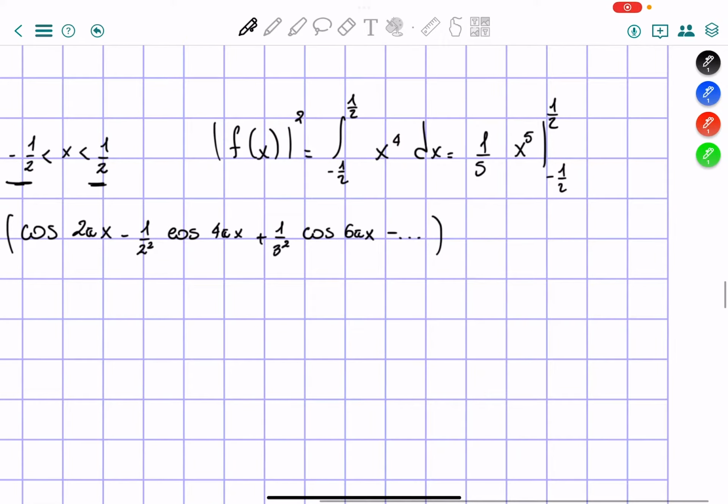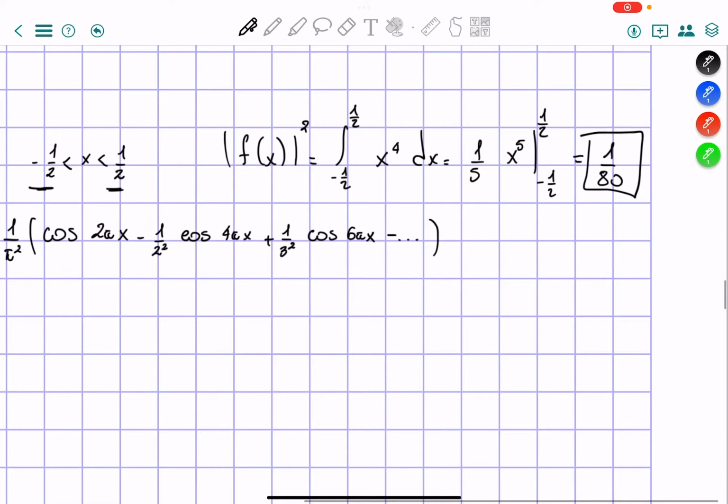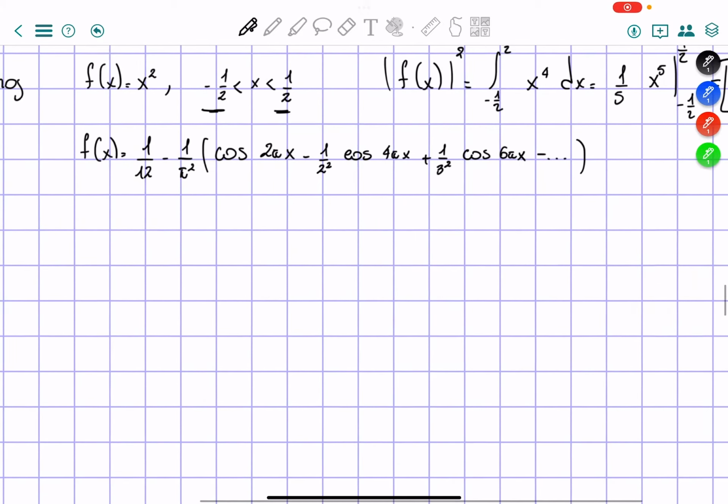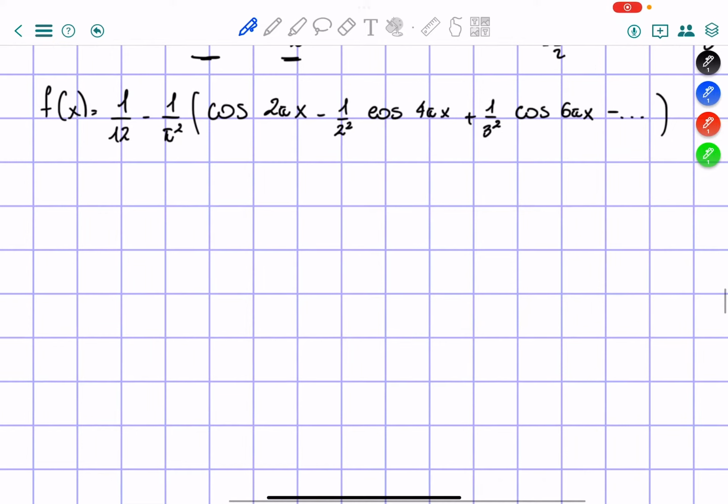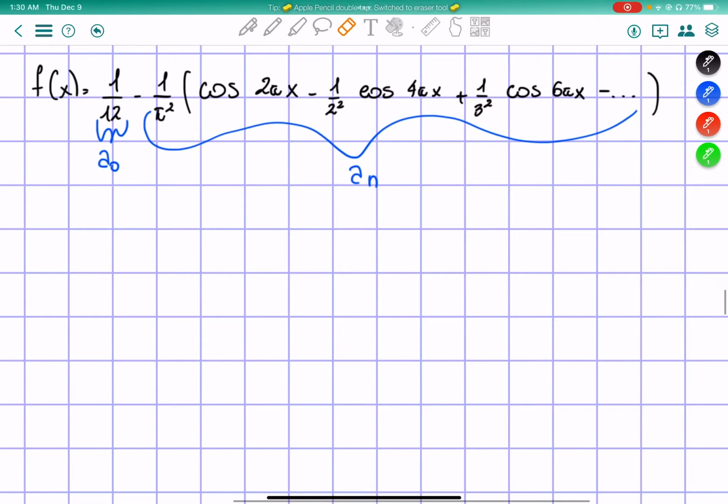So it's about 1 over 80. It's perfectly 1 over 80. Okay, so this is already my integral of |f(x)|^2. And now I can look at this equation over here, and I see that this thing is equal to a naught, of course, and this thing is equal to that a of n. So a naught is already there, and a of n is equal to what?